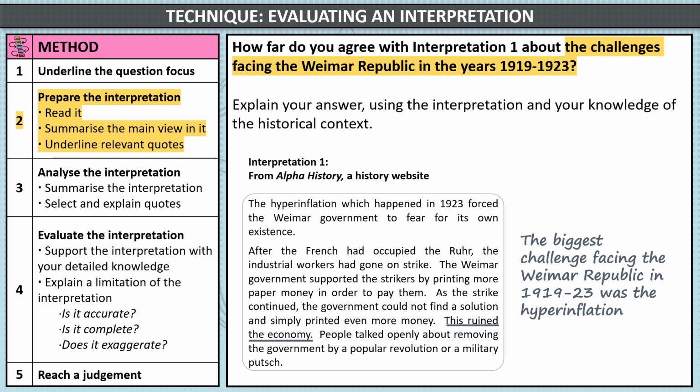I can also see that it mentions one of the causes of the hyperinflation, the French occupation of the Ruhr. And it mentions that the Weimar government was partly to blame for the hyperinflation because it printed too many banknotes. The interpretation also claims that the hyperinflation crisis led to people calling for the government to be overthrown.